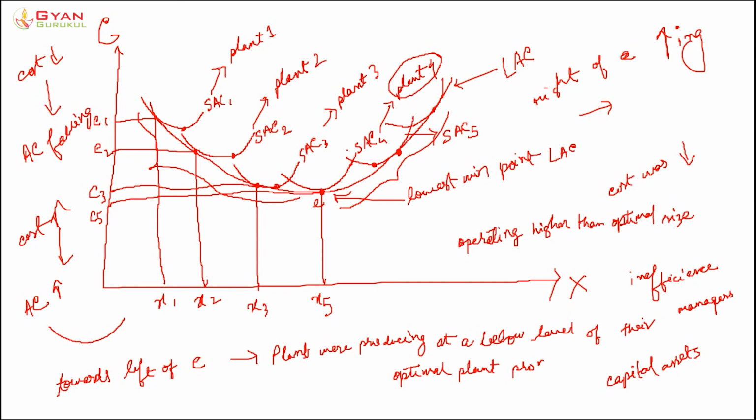Then the second thing is that at point E, or the lowest minimum point of LAC, the plant is operating at its optimal plant size. Towards the left, the plant is operating at a lesser level than the optimal plant size, and that's why cost is decreasing. Towards the right side, the plant is operating at a higher level than its optimal plant size, which results in cost increasing. That's why we see a U-shaped long run average cost curve. So that is what you have to know about the long run average cost curve.